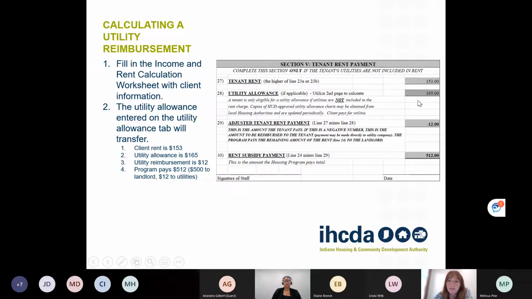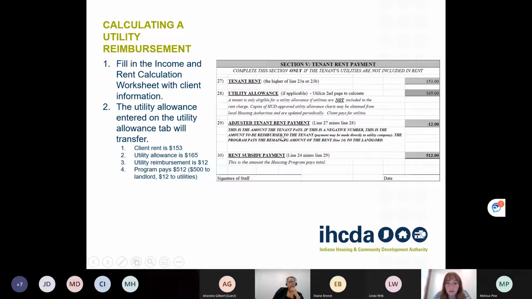So for this, you want to make sure that the utility allowance that we calculated earlier is transferring to this tab. And then you should also see that the tenant rent that was calculated on the last slide transfers over too. So in this example, again, the client would still be responsible for paying $153 total towards their housing costs. Their utility allowance is determined to be $165. So their estimated utility costs for each month are greater than what they should be paying each month to their housing costs. So because of that, we end up with a $12 difference between what the client is expected to pay and what they are estimated they will have to pay for utilities each month.